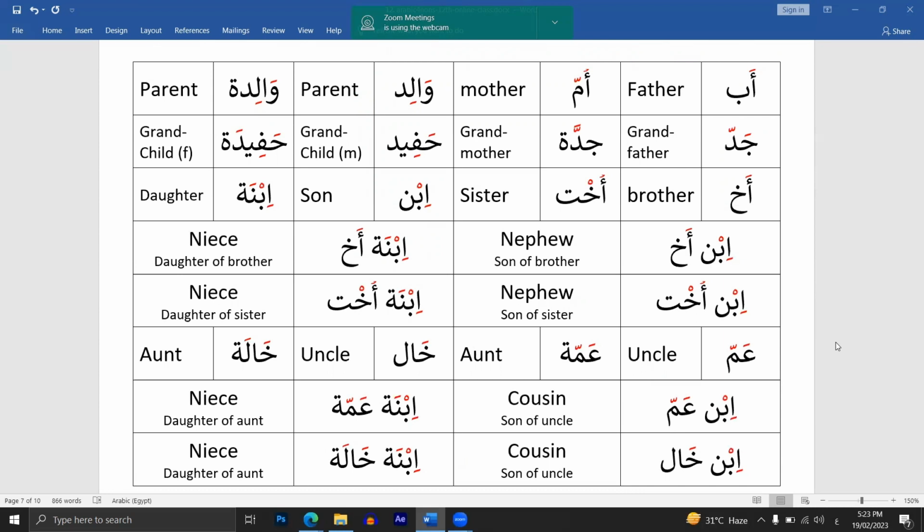هذا أبي. His name is what? اسمه محمد ظريف. Okay. You can say it in two ways. You can say هذا أبي محمد, or you can say هذا أبي اسمه محمد.